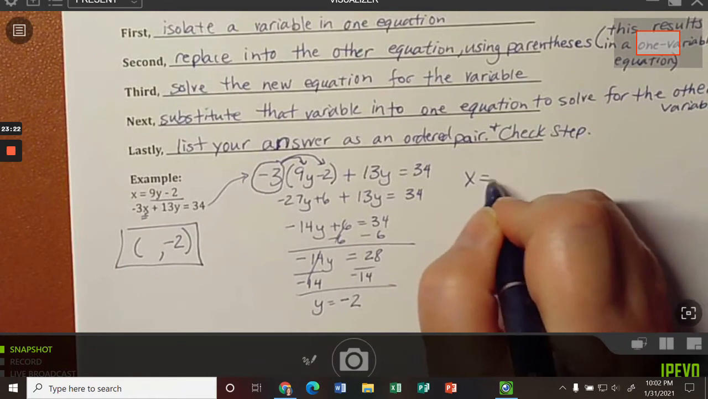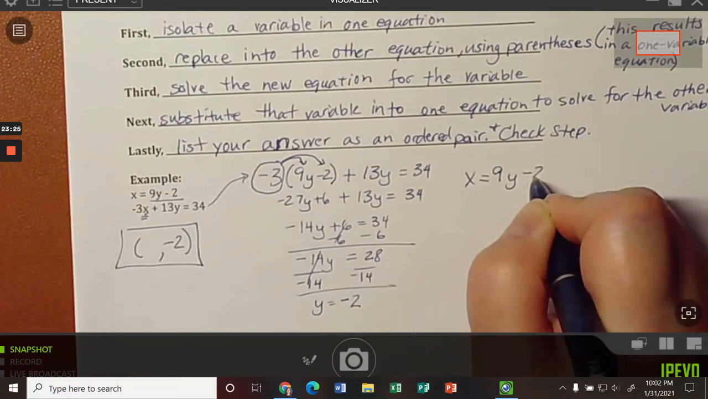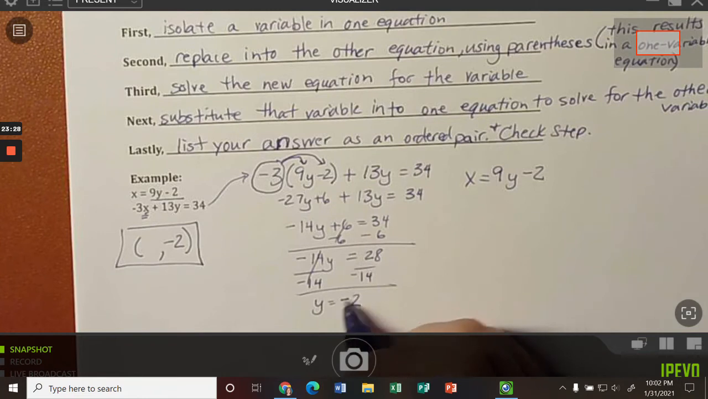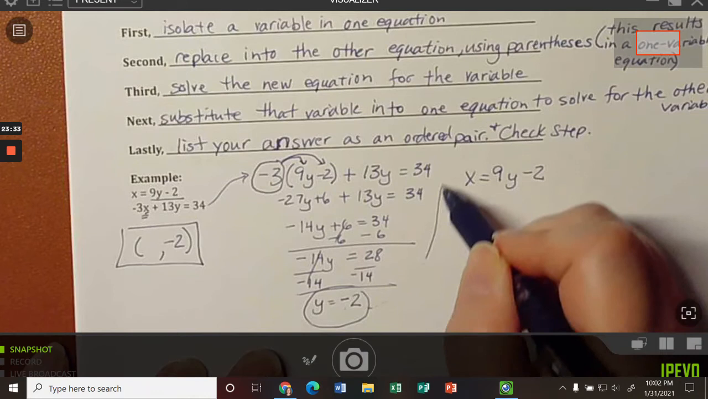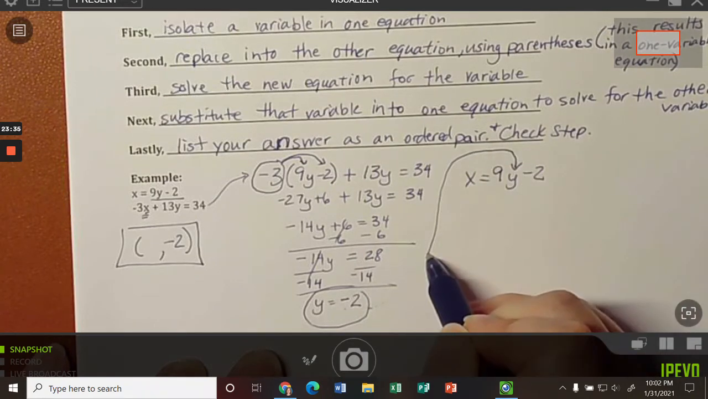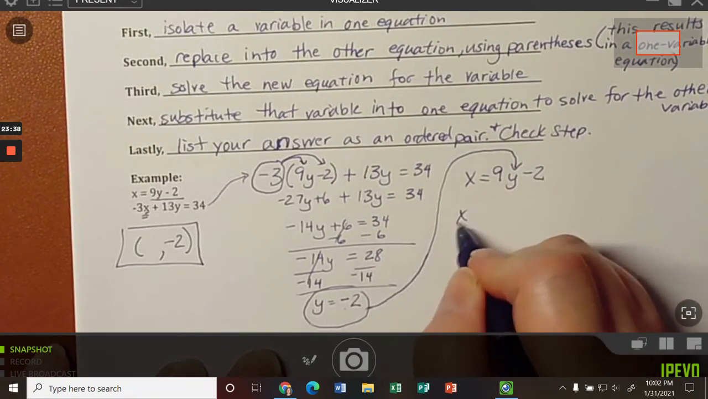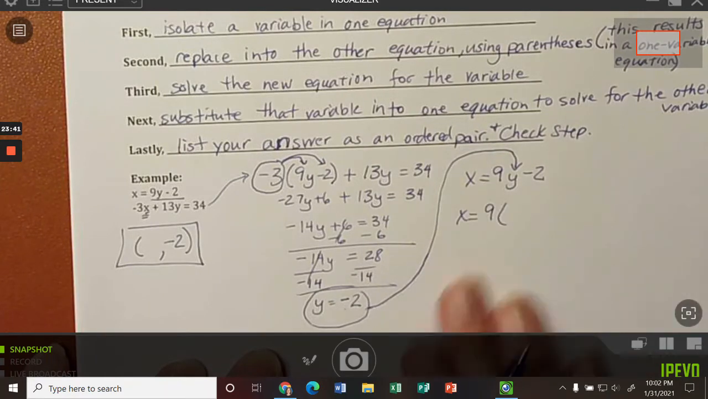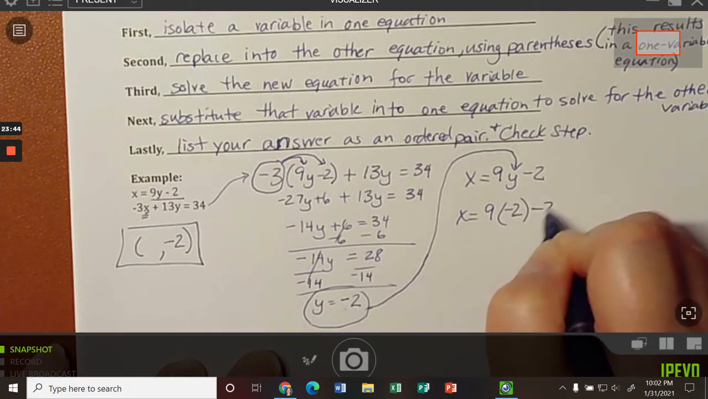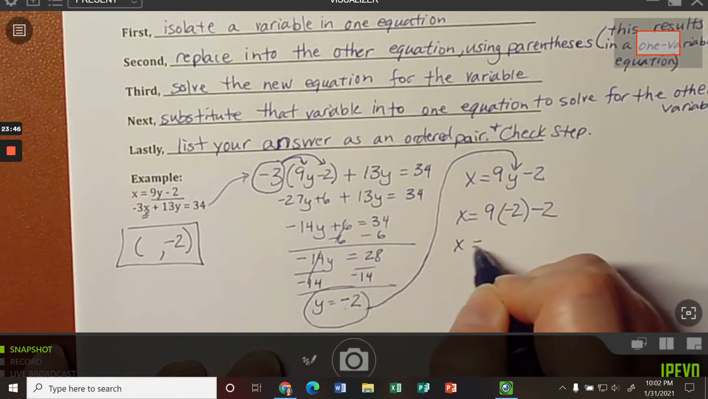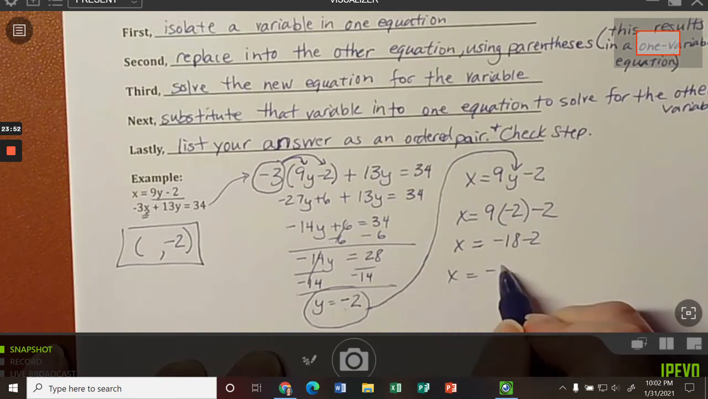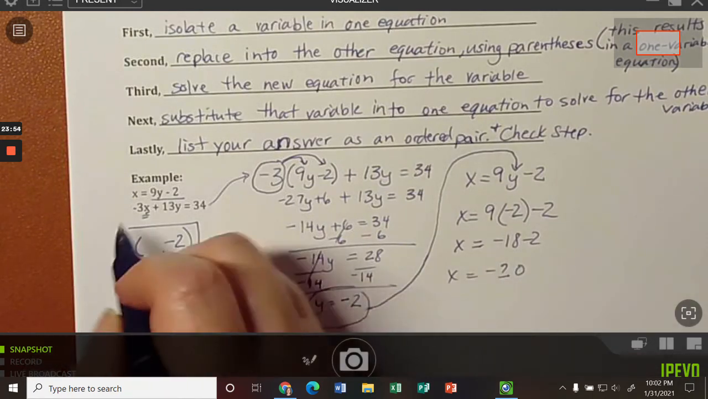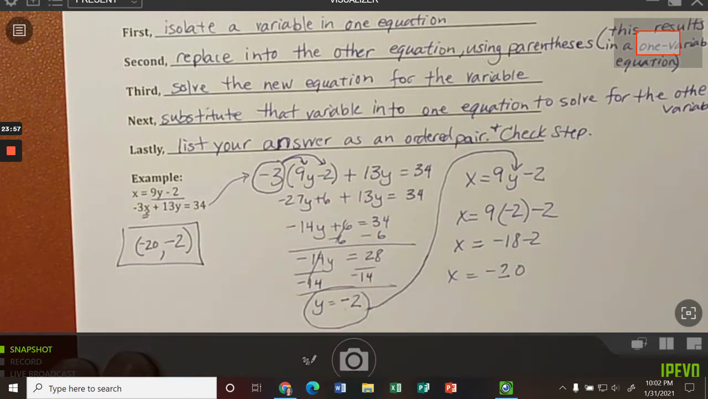So x is equal to 9y minus 2, and then I'm just going to sub in, and you can draw an arrow here. That might help you when you're doing your homework, just so you kind of remember where it came from. Okay, so you can just draw an arrow. We're subbing it in there. Okay, so x equals 9 times negative 2 minus 2. So x is equal to negative 18 minus 2. Negative 18 minus 2 is negative 20. So x is equal to negative 20. So our solution is negative 20, negative 2.